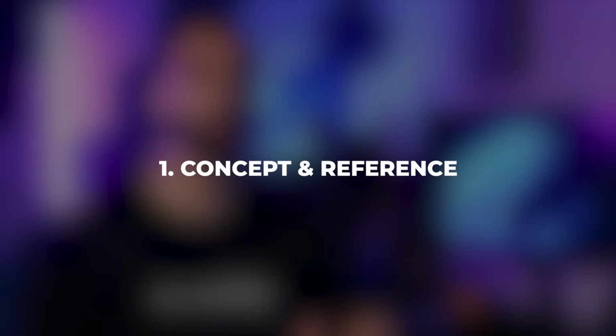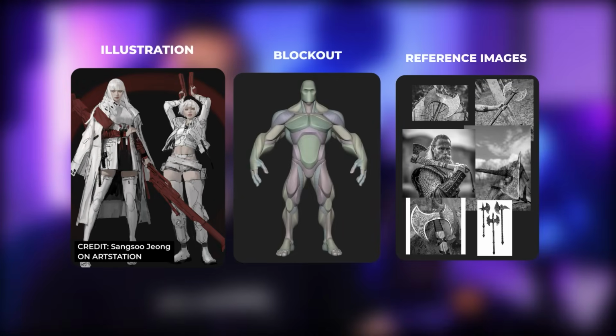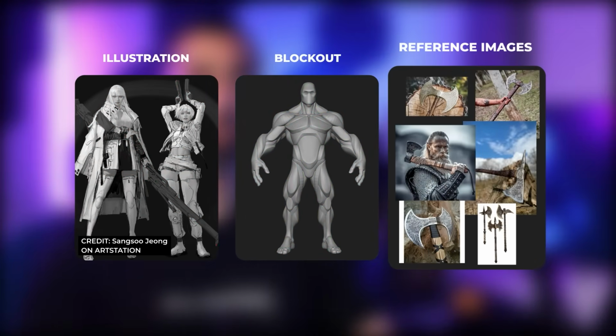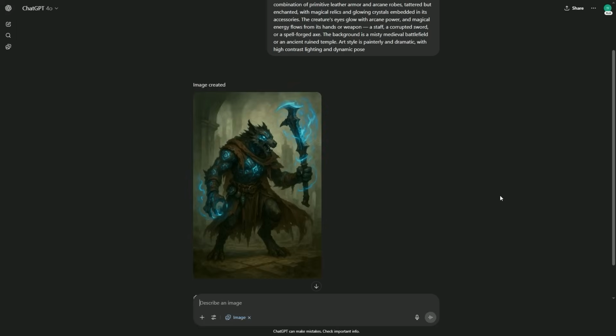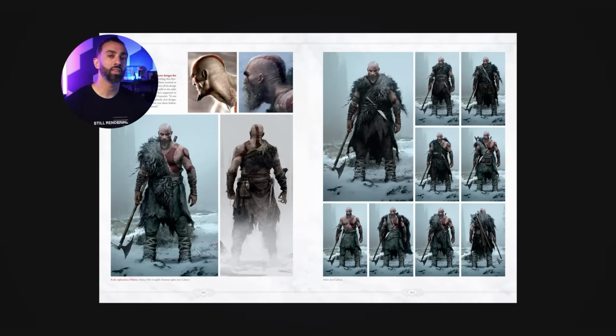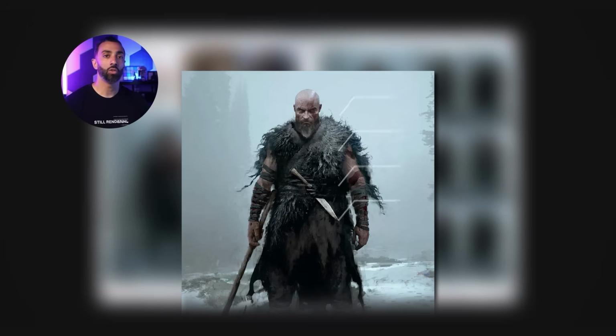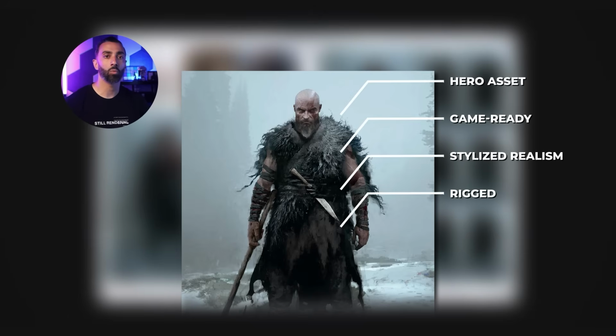Concept art and reference. It all starts with the concept. This could be an illustration, a blockout, or even just a few solid reference images. Even AI has proven to be a great tool for concept and idea generation, not concept art replacement, but definitely for getting the ideas flowing. Once you have the idea, the next thing that matters is clarity. You need to know exactly what you're making and why. Don't guess your way through the model. Narrow your focus and build with purpose from the start.